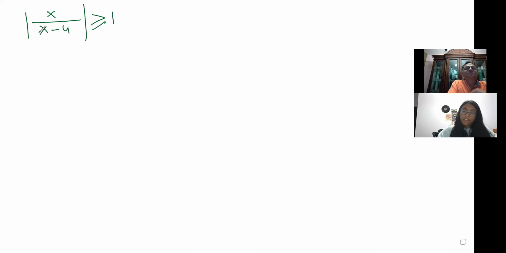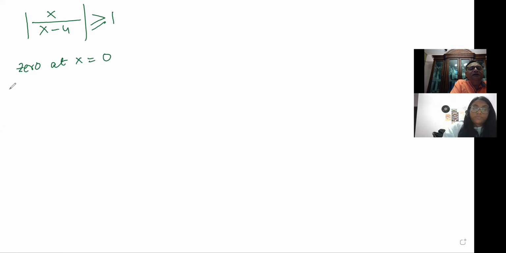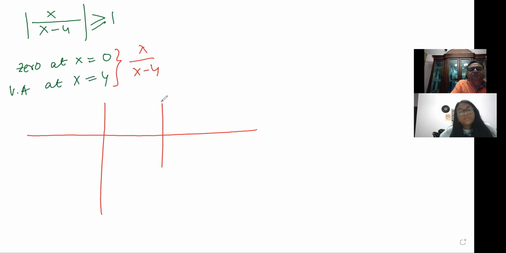Is it okay? Yes. So you know it has a 0 at x equals 0, right? And it is undefined, so we say vertical asymptote at x equals 4, correct? We are just talking about the function which is x over x minus 4. So let's analyze in an interval. We have x equals 0 and x equals 4. Now, let's take test points in the intervals defined. So there are 3 intervals.